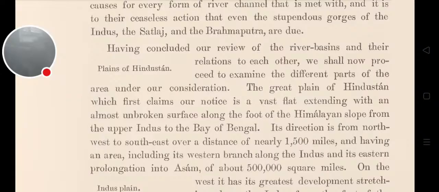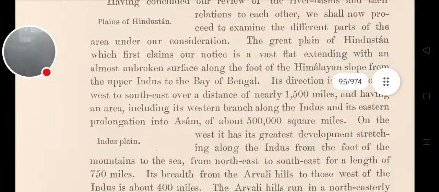The great plain of Hindustan, which first claims our notice, is a vast flat extending with an almost unbroken surface along the foot of the Himalayan slope from the upper Indus to the Bay of Bengal. Its direction is from northwest to southeast over a distance of nearly 1,500 miles and having an area including its western branch along the Indus and its eastern prolongation into Assam of about 500,000 square miles.